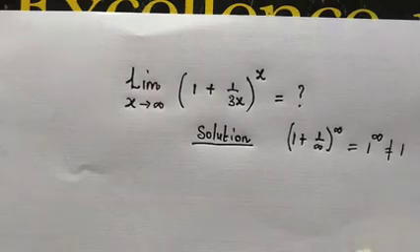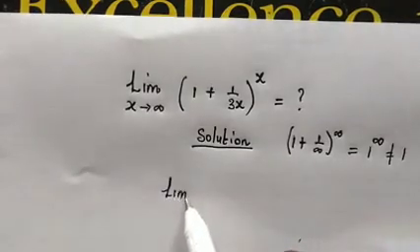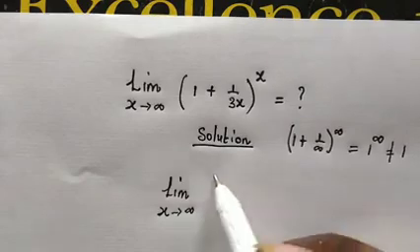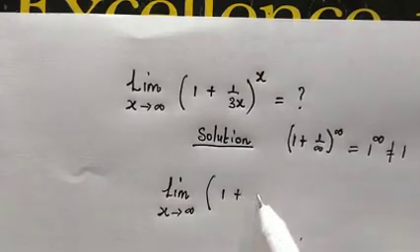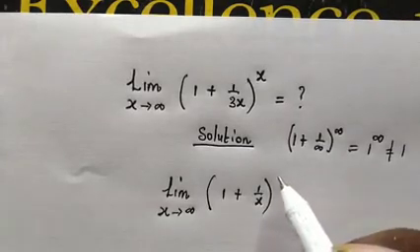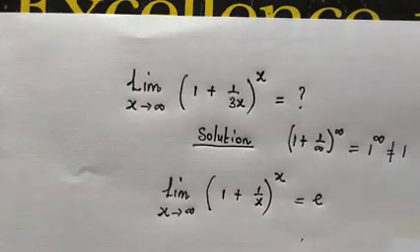Okay? Now, let's see how we can approach this problem. In this video, I'll be showing you guys 2 different ways on how to solve this problem. Let's start with the first one, using the fact that limit as x is approaching infinity of (1 + 1/x) raised to the power of x is equal to e, which is a known number.